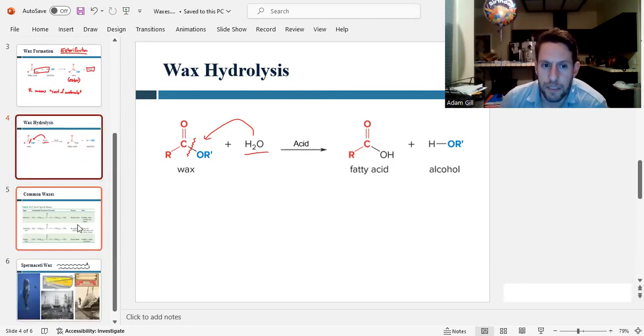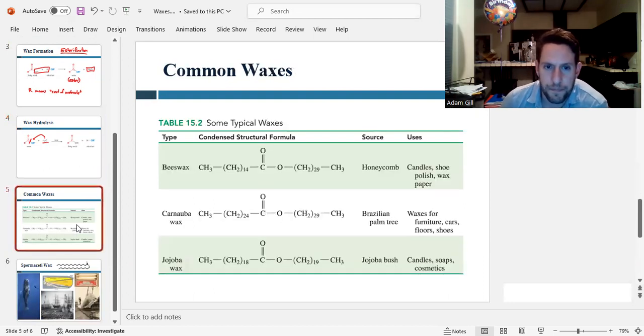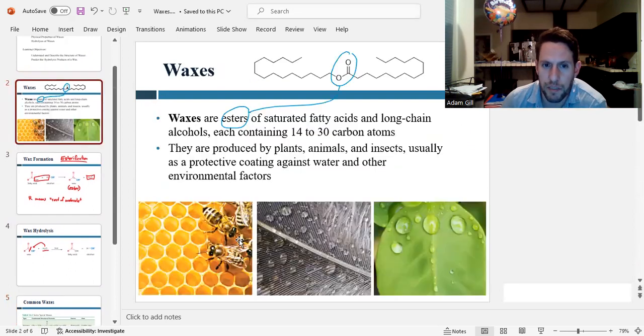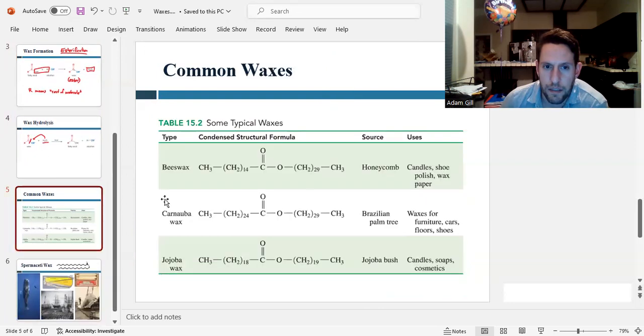Now let's take a look at some examples of waxes. Beeswax has 14 carbons on the carboxylic acid side and 30 carbons on the alcohol side. And beeswax, once again, is what bees use to make the honeycomb structure. Another common wax is carnauba wax. This comes from the Brazilian palm tree. It's got 26 carbons on the fatty acid side and 30 carbons on the alcohol side.